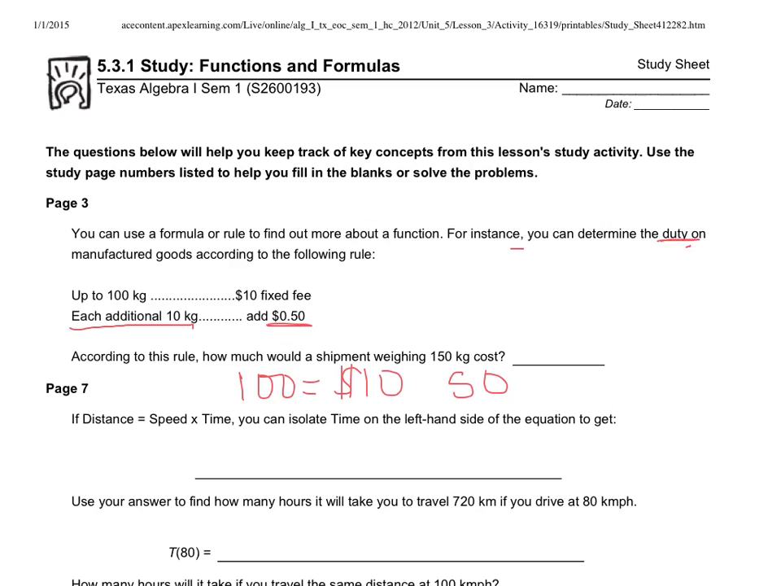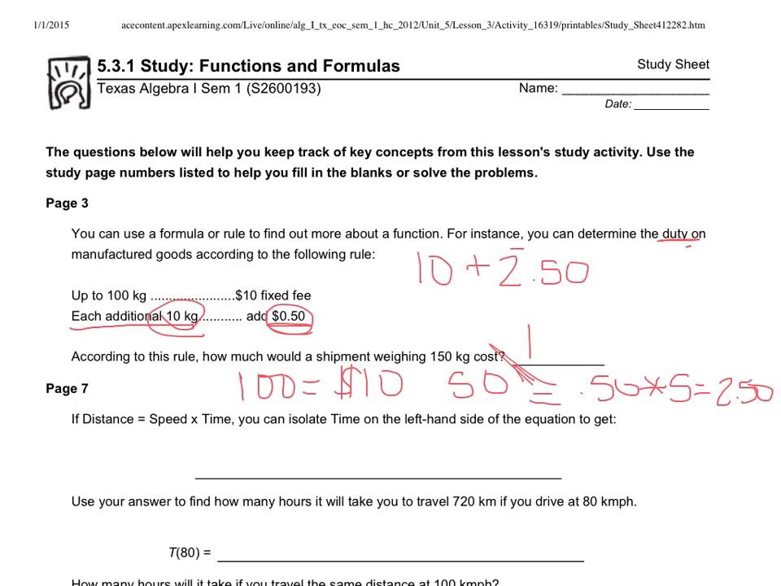Well, for every 10, we're going to add 50 cents, so that means that we're going to do 0.50, because that's how much they cost, times 5, because there would be 10 kilograms in there, and that's going to give us $2.50. So to find out how much it's going to cost for 150 kilograms, we're going to add 10 and $2.50, which would be $12.50 total.